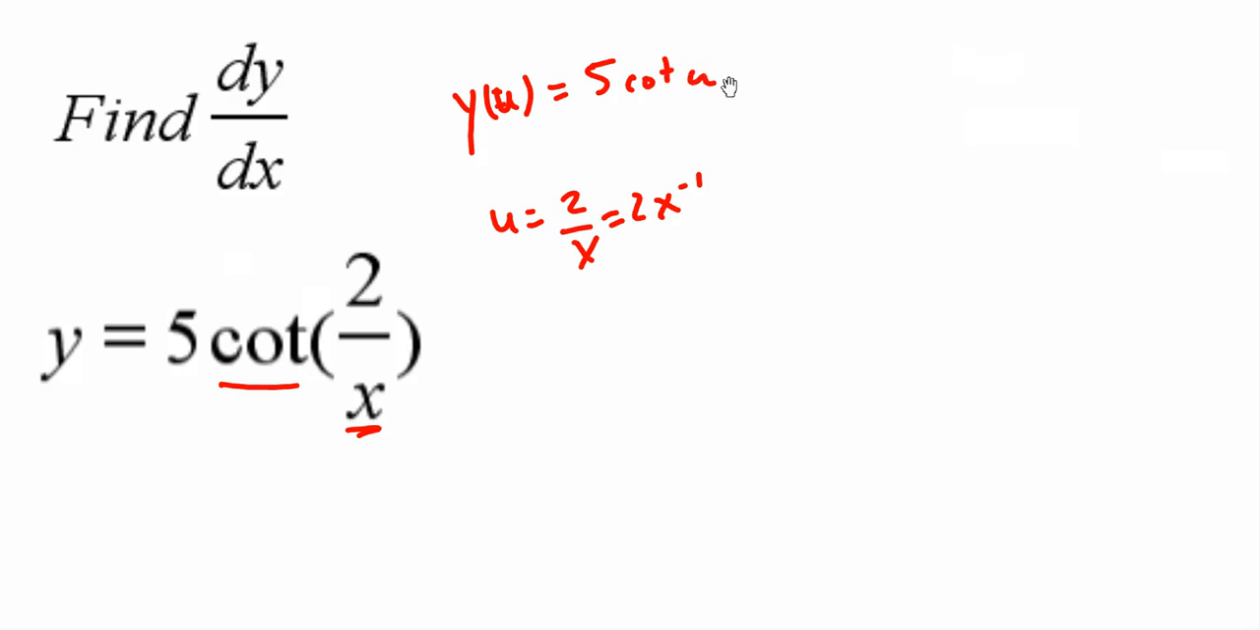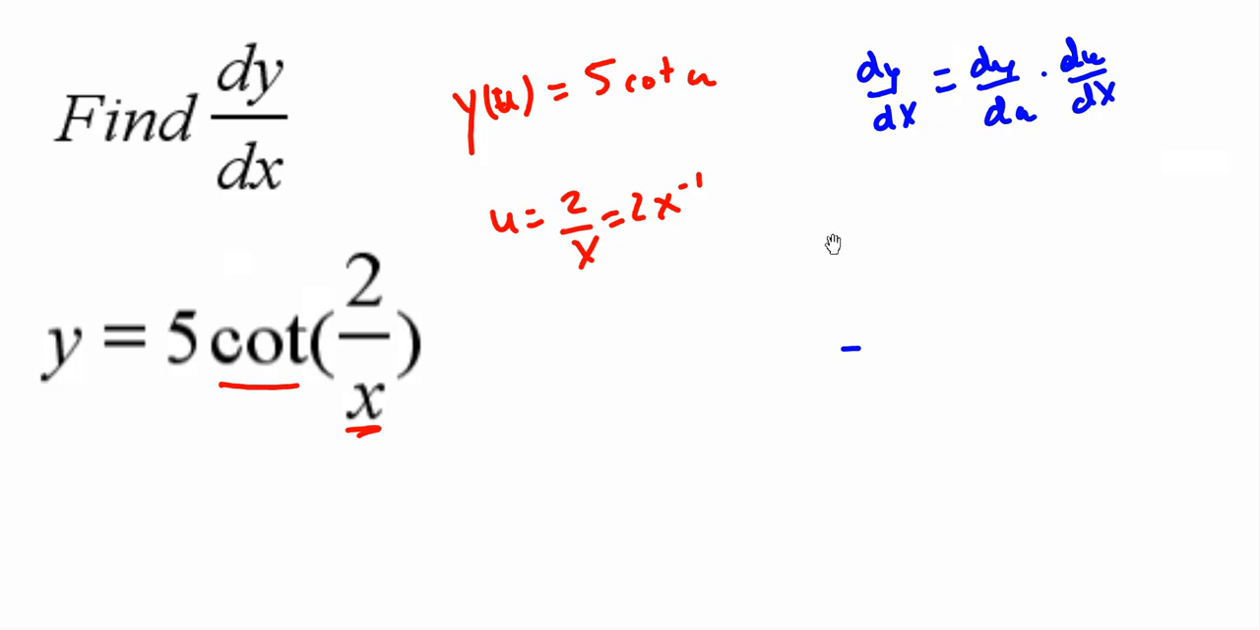According to the chain rule, my friends, I'll change my color here. All right, dy dx is we take the derivative of the outside, dy du with respect to u, times the derivative of the inside with respect to x. All right, and we go from there.